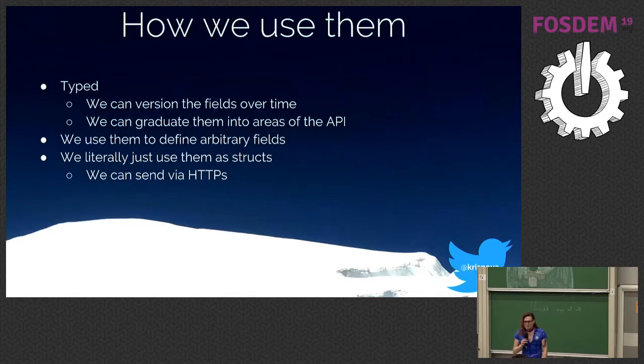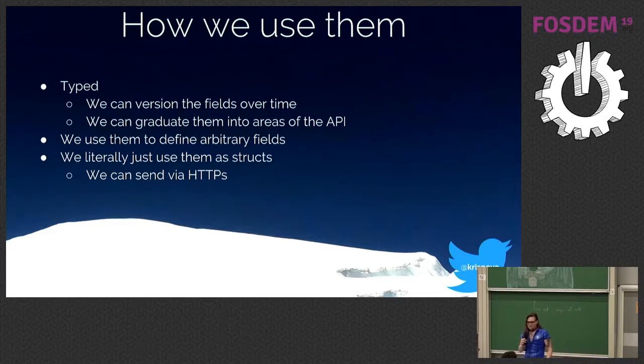OK, so how do we use these objects? Because they're typed, we can version the fields over time, which I mentioned earlier, meaning that as we're changing our fields, we can put in those backwards compatibility guarantees. Furthermore, we can graduate them into different areas of the API. So everything in Kubernetes starts off in alpha, and we can move that into beta, and we can ultimately retire that if needed. And we can advertise that to the community as we manage all of these structs we're defining in Go.